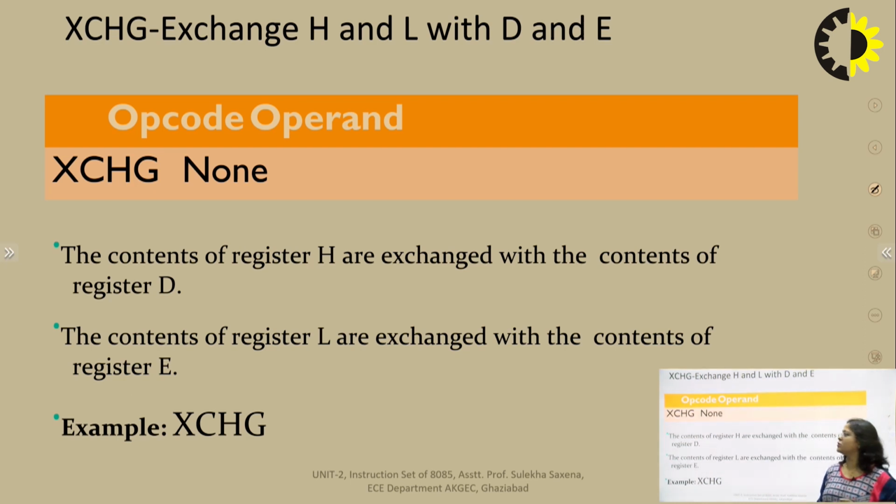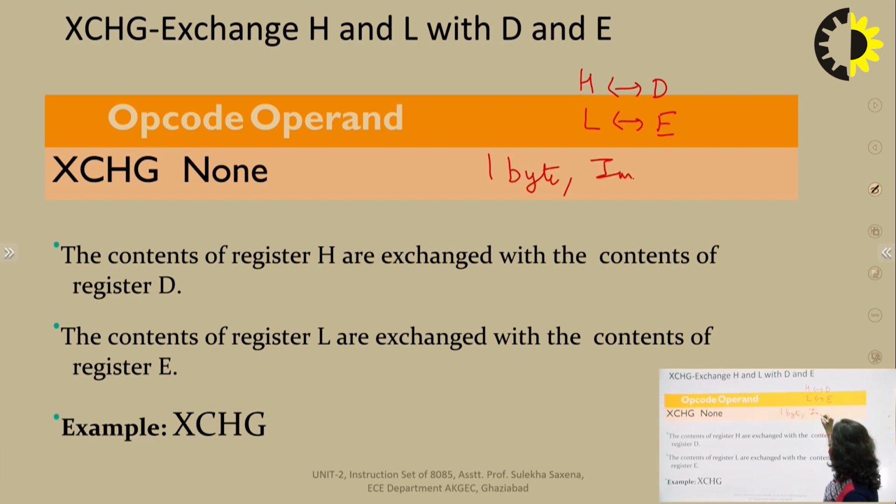Exchange is an instruction which exchanges the content of the HL and DE pairs. There is no operand; it simply exchanges HL with DE. So H is interchanged with D and L is interchanged with E. Since there is no operand, the size of the instruction will be 1 byte. Addressing mode will be implied.